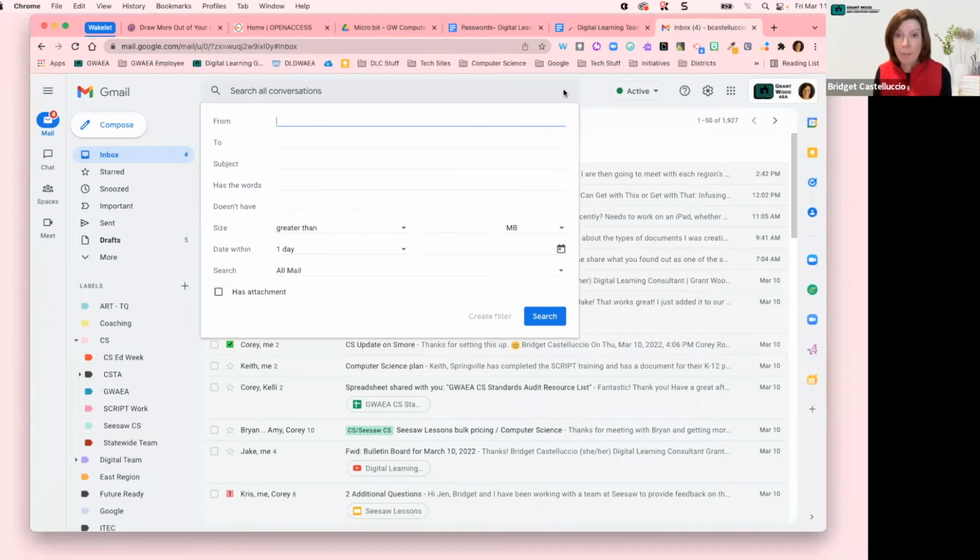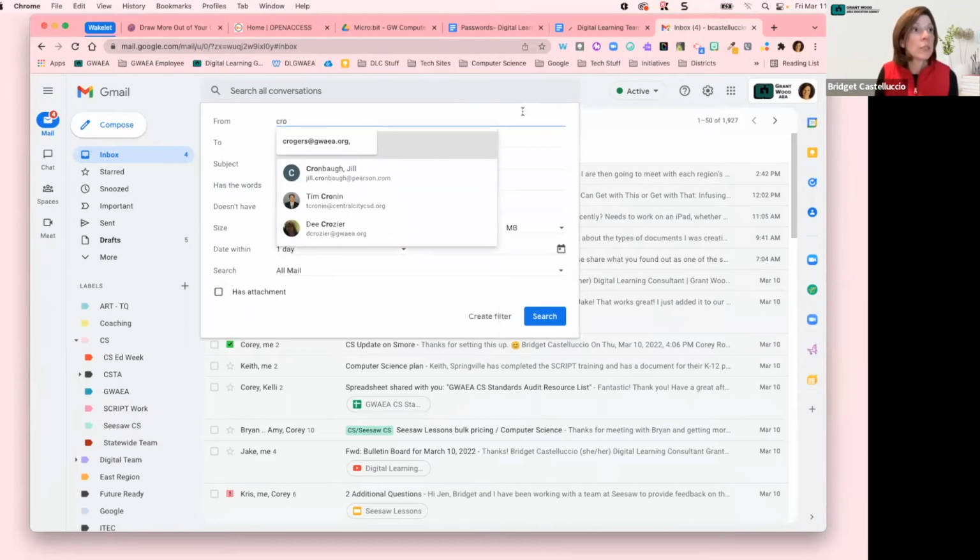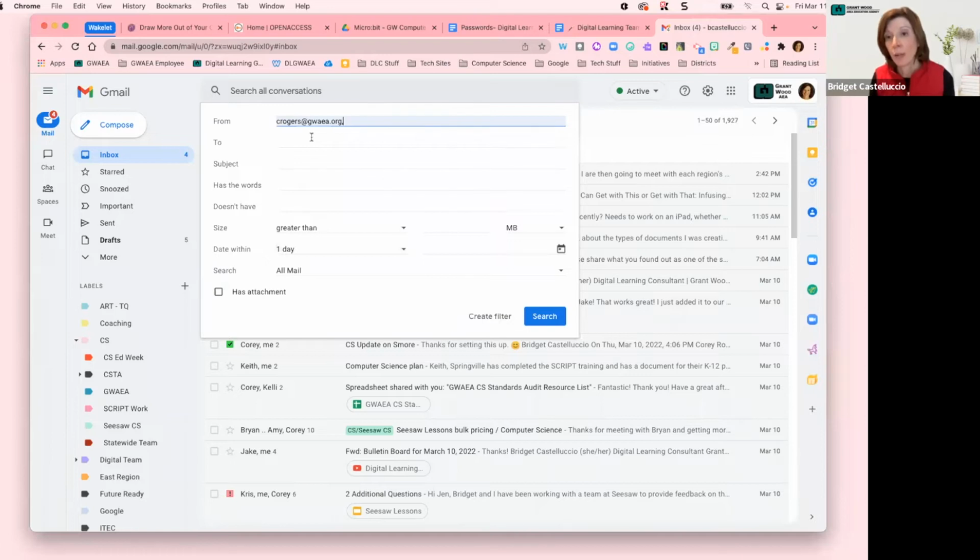So if I'm thinking about my teammate, Corey Rogers, who I do a lot of work with, I can put her name in. If it's also to someone else, I can include that person's name. If I can remember the subject, I can include that. So maybe it's a workshop, or I know it has computer science in it. I can think about specific words that might be in the email. So thinking about a project I might be working on or a workshop, I can exclude words.